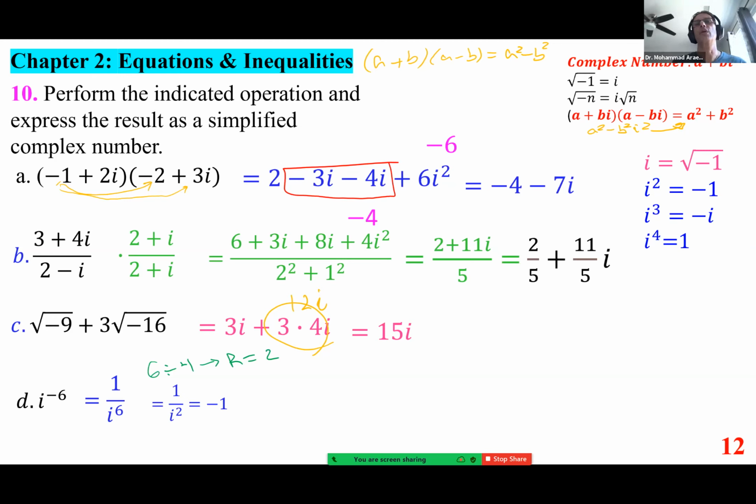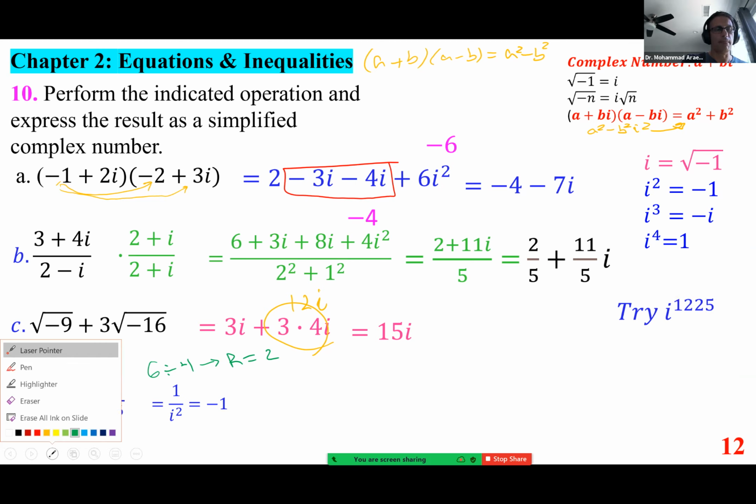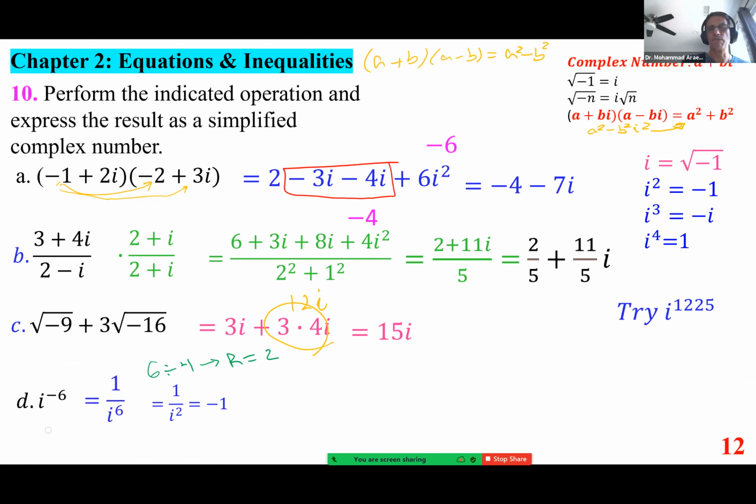To make sure we understand how this works, let's look at a couple of examples quickly here. How do we do that? Divide this number by what? 4. Why 4? Because I to the power of 4 is 1. We don't want the quotient, we just want the remainder. And the remainder happened to be 1. So the answer is I to the power of 1, which is I.